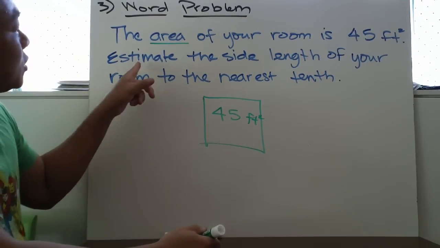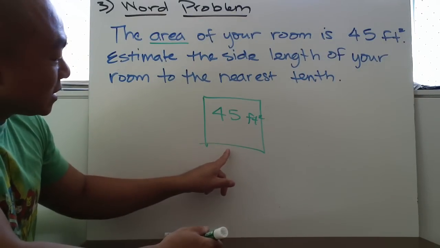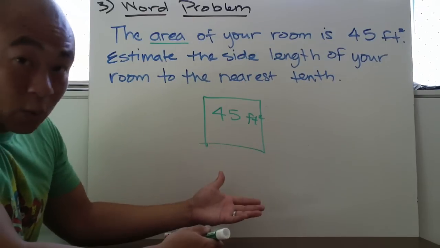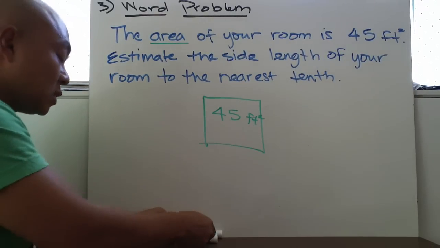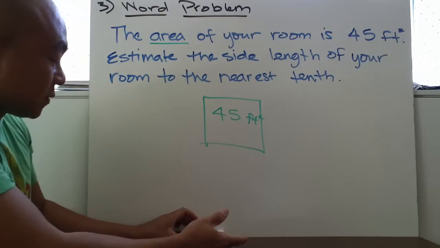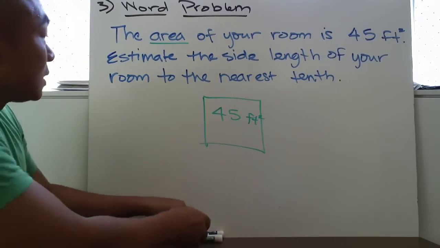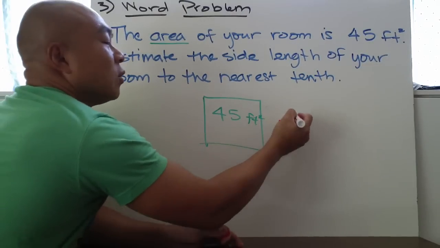What are we trying to find out? We're trying to find out what the side length of your room is. So we want to know what this is, or this is, or this is, or this is. Because it's a square, if we know this, that's the same, that's the same, that's the same. So let's think about this. First of all, we're actually looking for the square root of 45. Let's write that out. So we are actually looking for this.